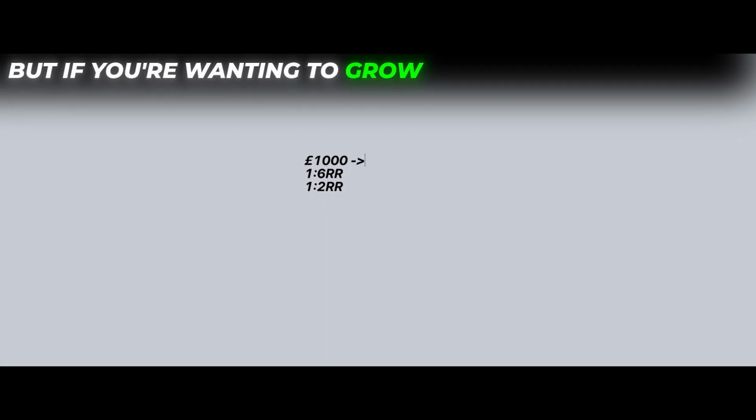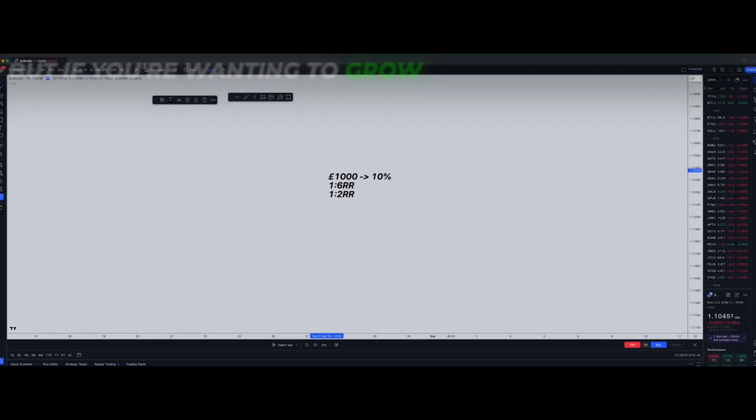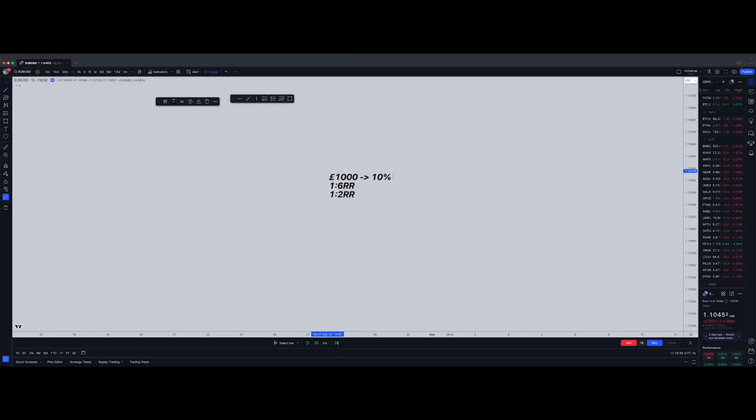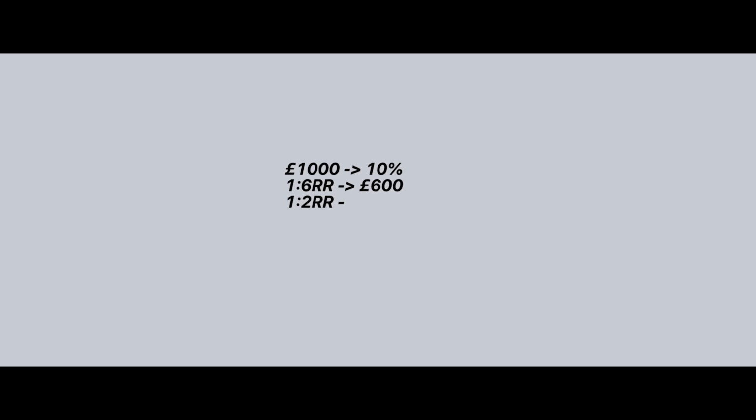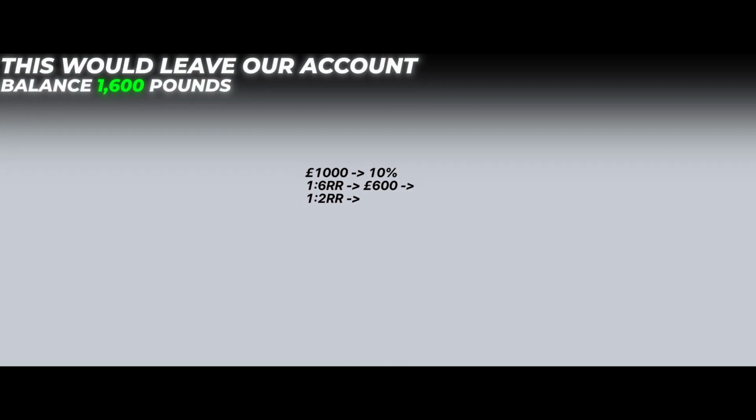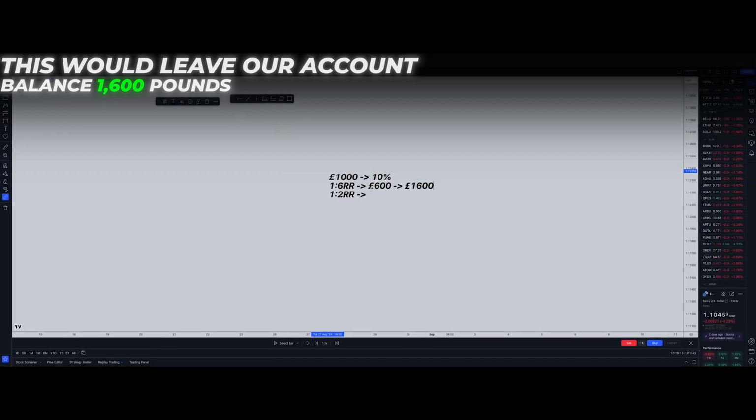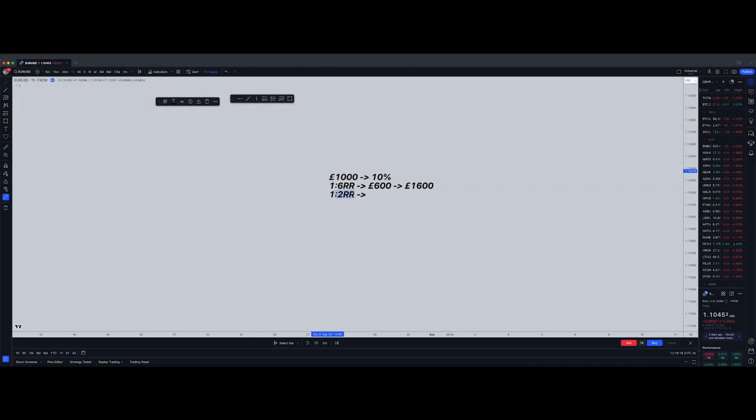But if you're wanting to grow at a fast rate, 10% per trade will happily make you enough money to do so. So if we look at this 10% per trade, off of this trade here this month, we would have made £600. This would leave our account balance at £1,600. We are now, for this trade here, using 10% of 1,600.